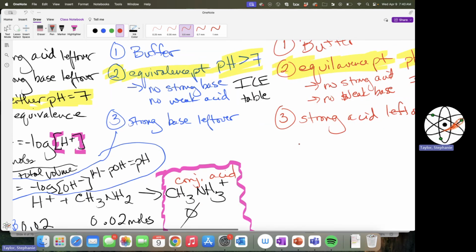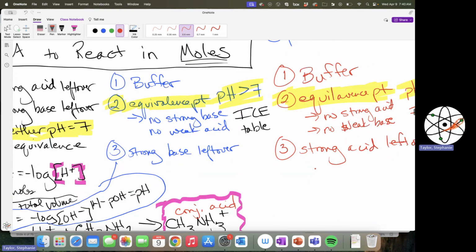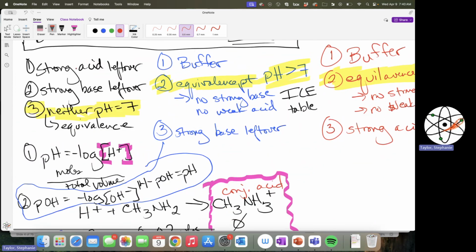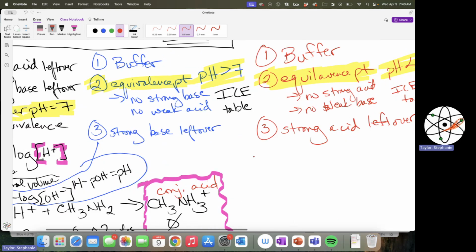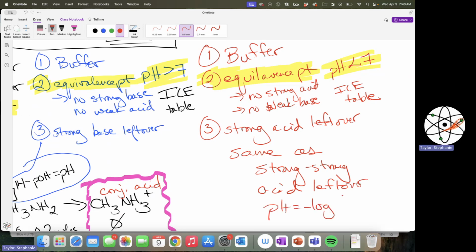Same game. If I'm on strong acid, weak base, and I go past the equivalence point, I'm on strong acid leftover. I am also using the number 1 now over here, same as strong acid leftover, where all I need is pH is equal to the negative log.